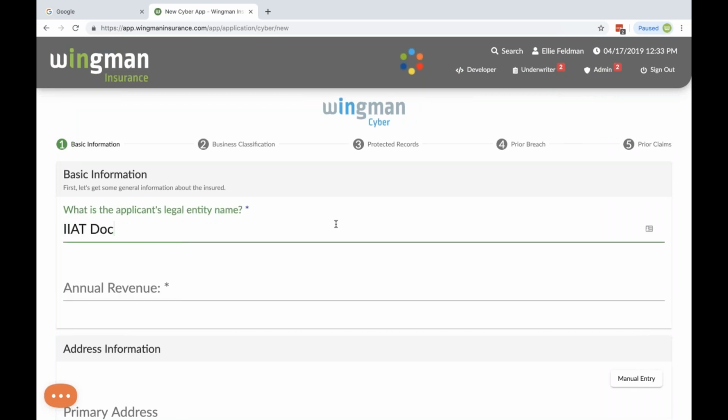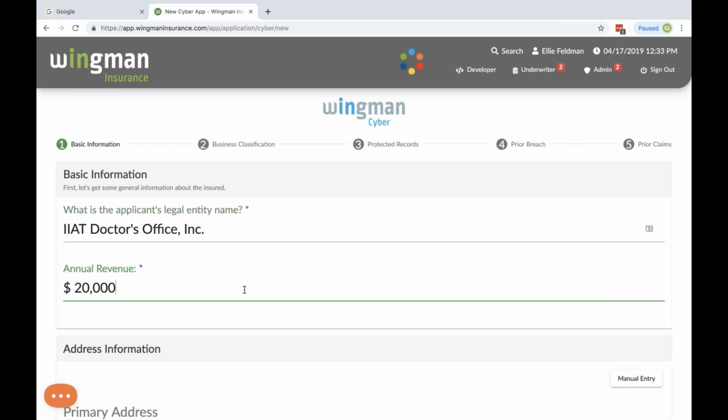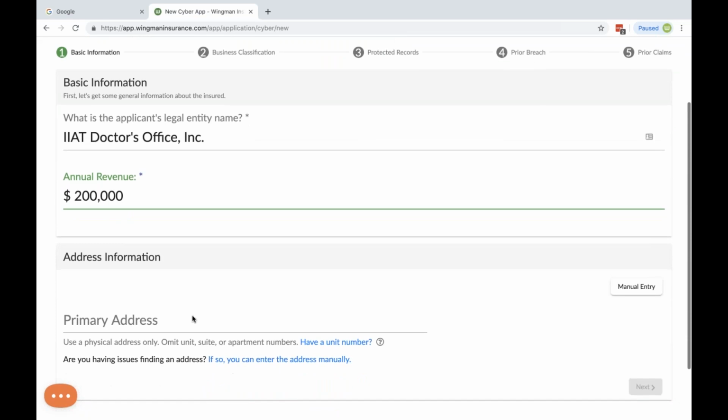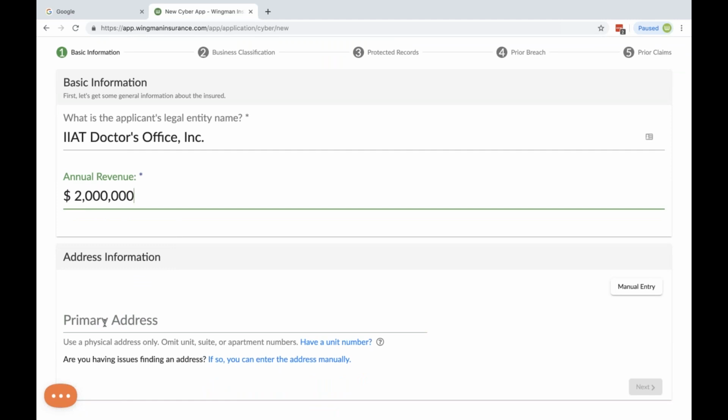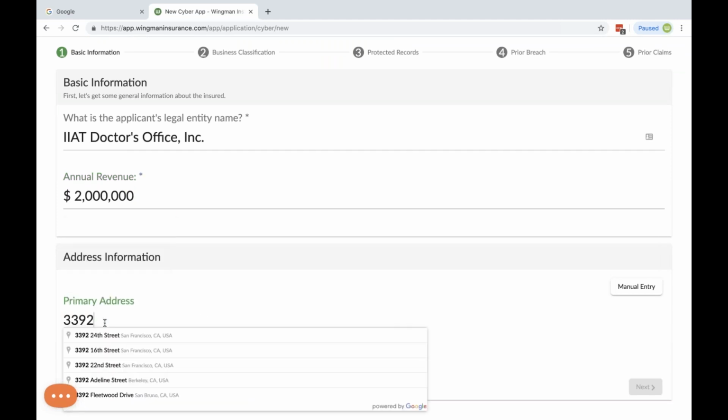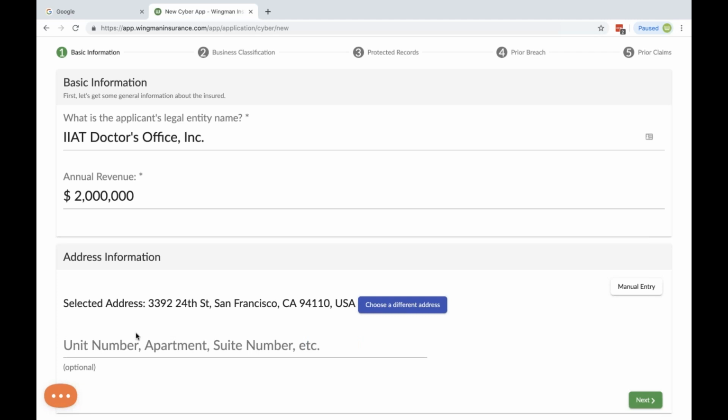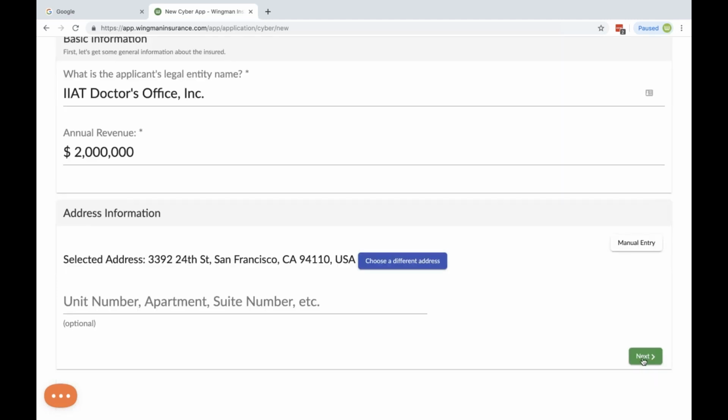So we're just going to call this IIAT doctor's office, put in some revenue for you. There you go. So we'll just say they do about 200,000. Now what we're showing you here is this works up to 100 million in revenue and 3 million or less in limits. Our average limit today is about 1.25 million, just to give you a sense.